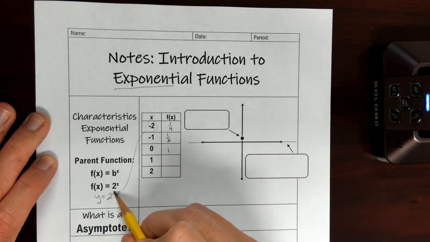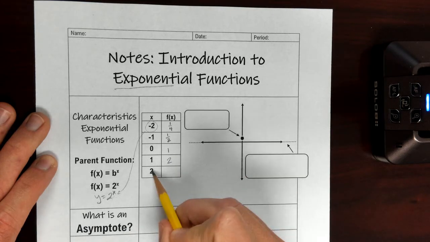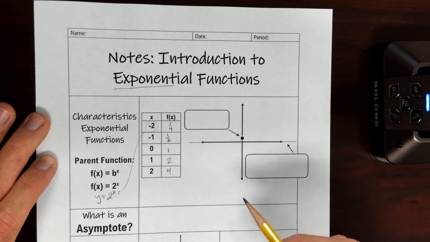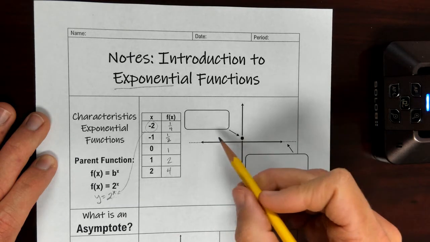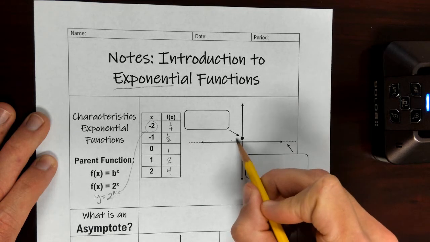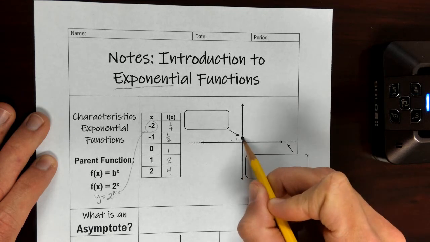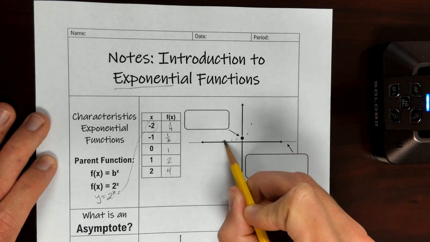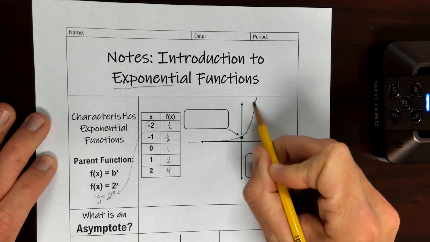2 raised to the first power is 2. I'm going to plug in 2, 2 raised to the second power, or 2 squared, is 4. So if I was to plot those on this graph, I would have (-2, 1/4), (-1, 1/2), (0, 1), (1, 2), (2, 4). So my graph would take this shape.